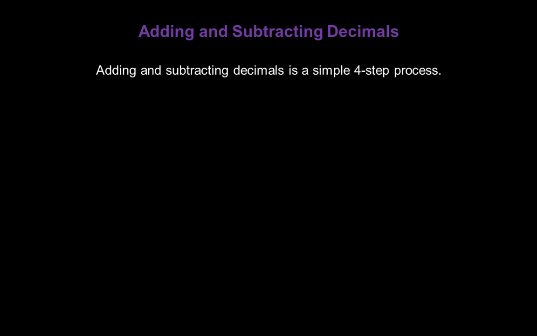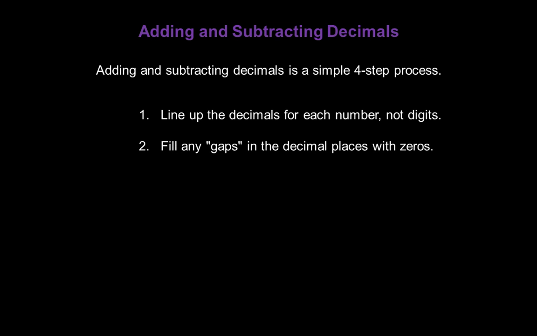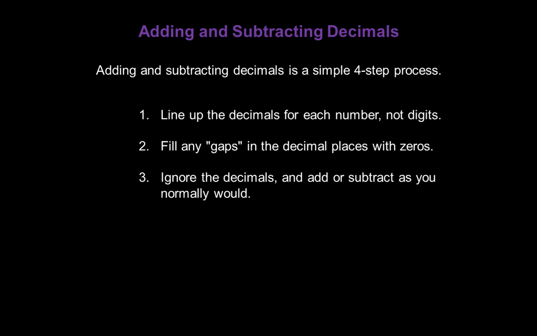Adding and subtracting decimals is a simple four-step process. Step 1. Line up the decimals for each number, not their digits. Step 2. Fill any gaps in the decimal places with zeros. Step 3. Ignore the decimals and add or subtract the numbers as you normally would. Step 4. Bring the decimal point straight down into your answer.